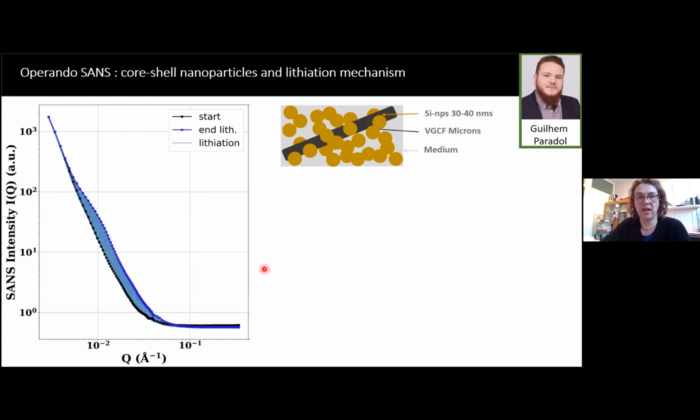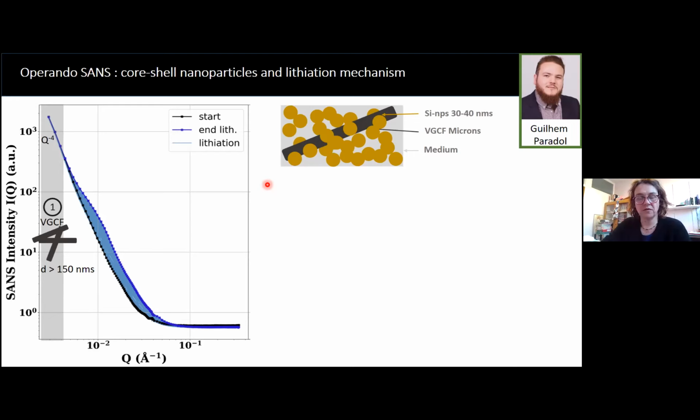The sample we have can be schematically represented as big VGCF fibers, very big with respect to our small nanoparticles of silicon in a medium. The data we collect is composed of three regions of interest. The first one is at very small angles, or small Q values. We have a Q^-4 slope, well known from people doing SANS, that relates to interfaces. This is not changing much, and in our case it is related to the interface of the VGCF fibers.